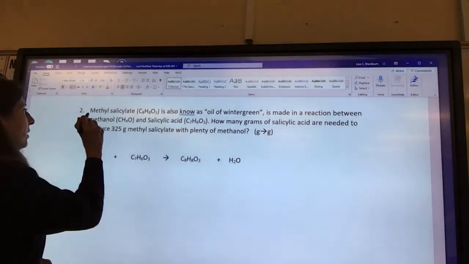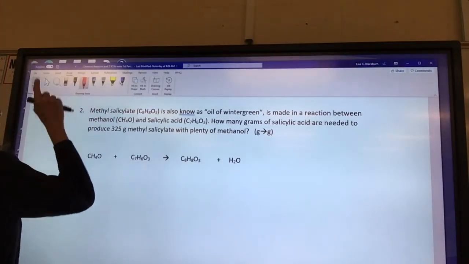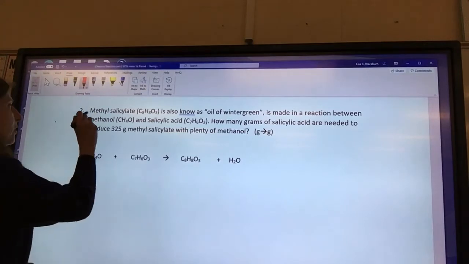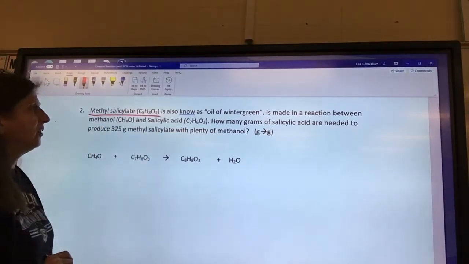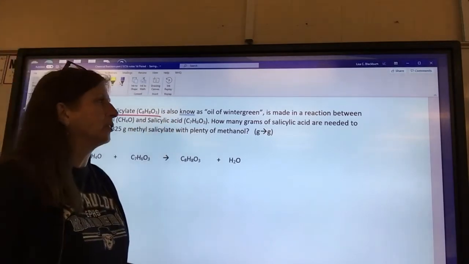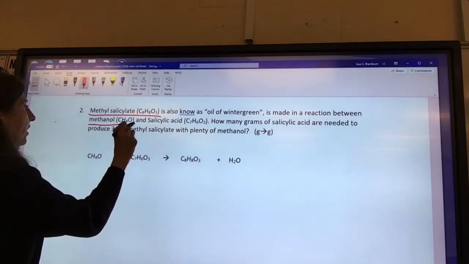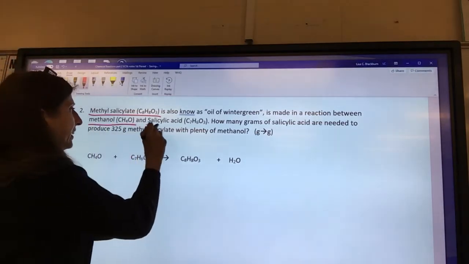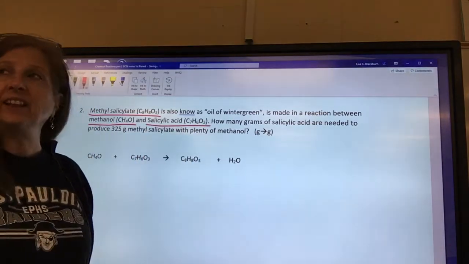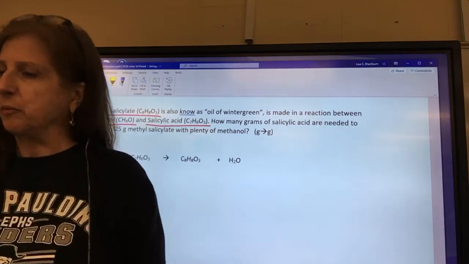Okay, so what we're looking for are chemicals. So methyl salicylate, that's fun to say, is our first chemical. It is also known, that should be known, not know, as oil of wintergreen. It is made from a reaction between methanol, there's another chemical, and salicylic acid. Salicylic acid is like the base material for aspirin.